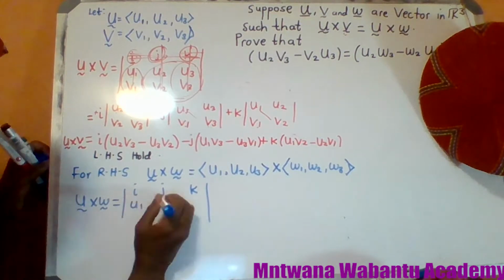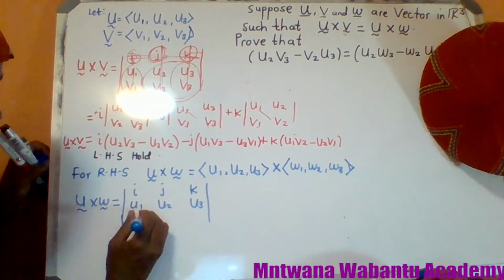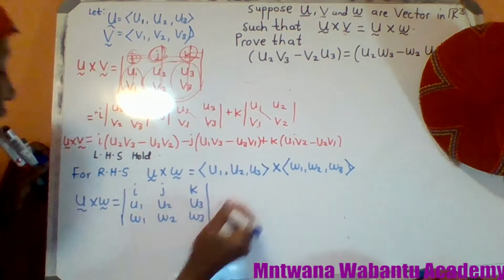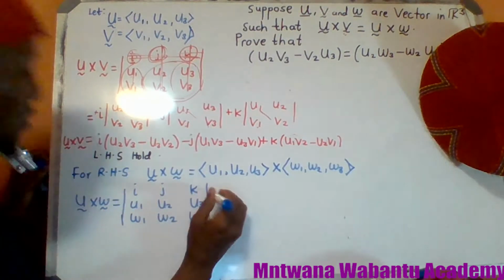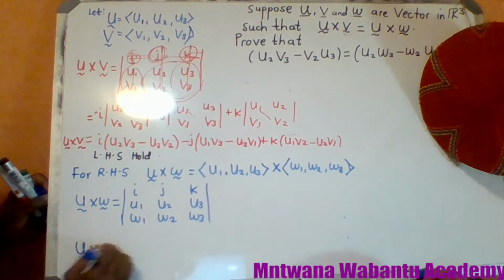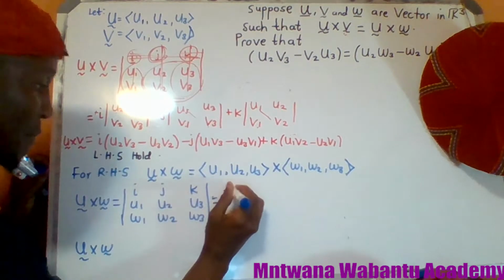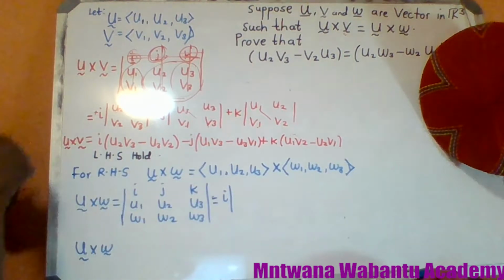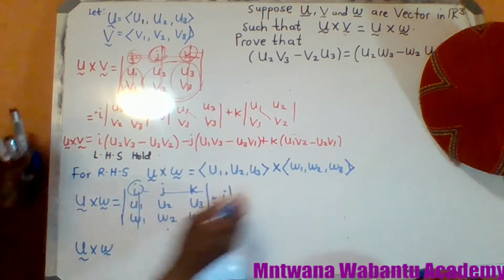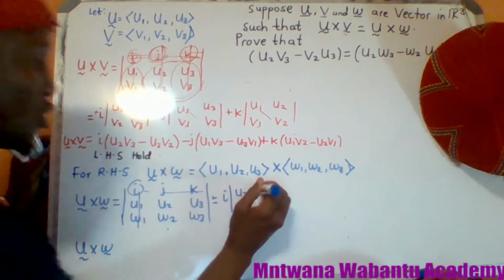So this is what we're going to do. We do the same game as we did there. We say U cross W equals IJK. Use U1, U2, U3 and W1, W2, W3. So we're going to do the same game here and multiply U times W.